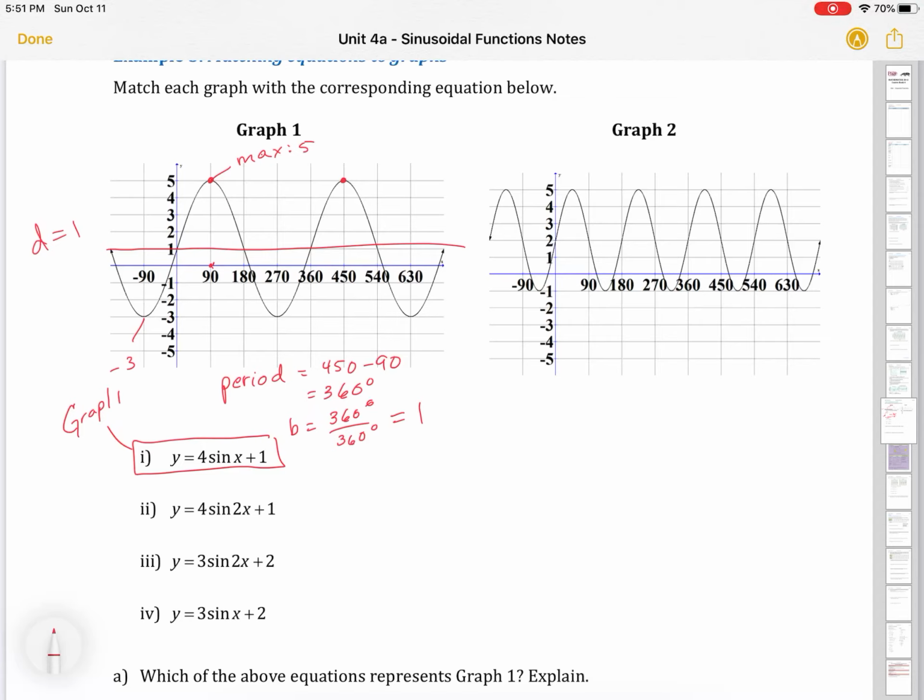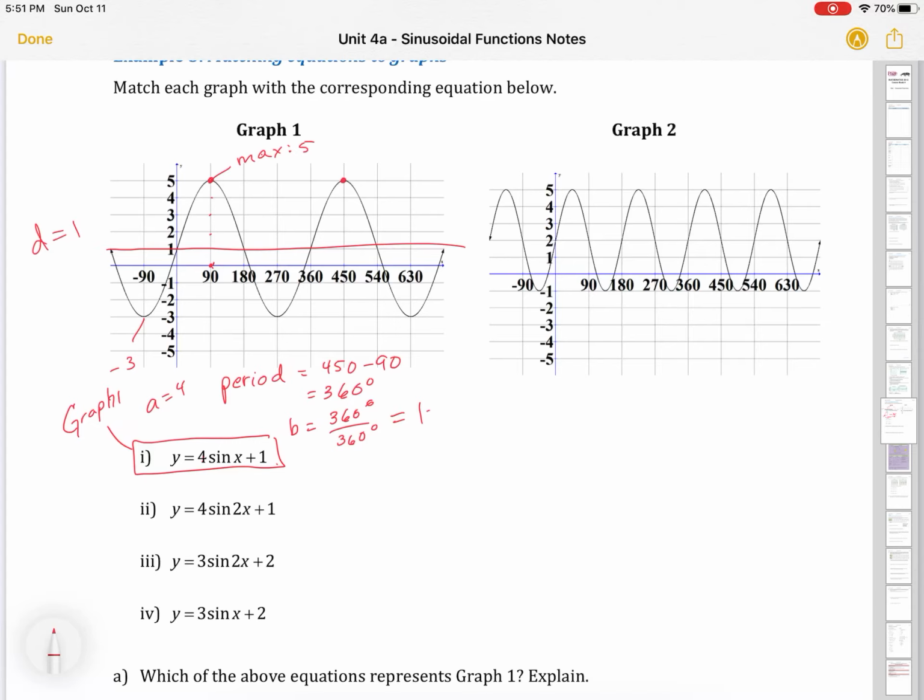I can double check by checking my amplitude. My amplitude here is 1, 2, 3, 4. So A equals 4. So that is consistent. So A is equal to 4, B equals 1, and D equals 1. So that matches up with graph 1. Okay. So just basically analyzing the picture and then finding what works.